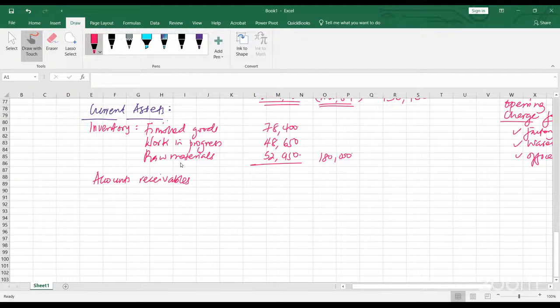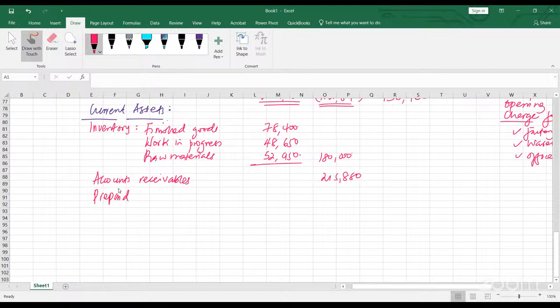How much is the accounts receivable figure? 215,880. I've transferred that to the second column. That's accounts receivable. You know we have prepaid.